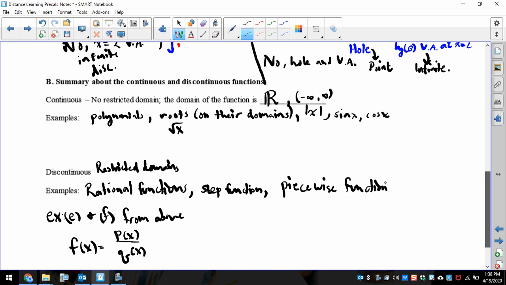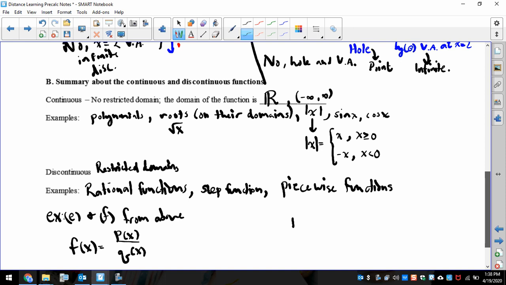So usually piecewise functions have problems, though not necessarily. Like the absolute value is a piecewise function. So let me write that up here since I've already written it. Just because it's piecewise doesn't mean it's going to have a discontinuity. It's x if x is bigger than or equal to 0, and negative x if x is less than 0.